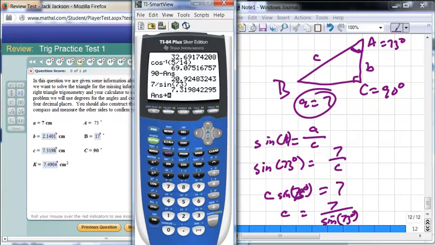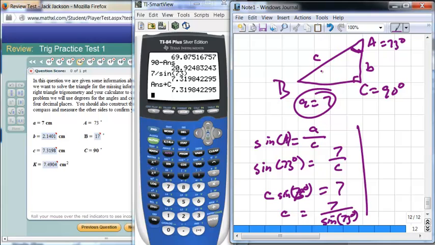I don't really need it again, but I could store it in case I want to come back to it. Okay, so now I have that. I have a couple options now to find B. I could use the Pythagorean Theorem, or what I'm going to do is use a trig function.